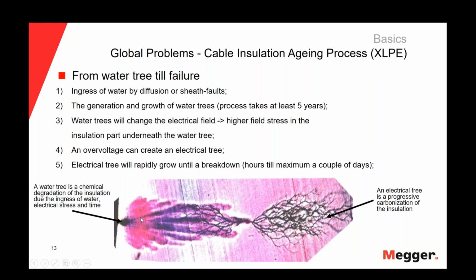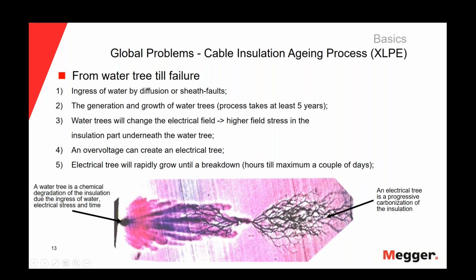And this will be a very, very long process that will take at least 5 years. But once the wire tree reaches its critical size, like at this point, the wire tree will convert into an electrical tree. And an electrical tree is a progressive carbonization of the insulation. What happens is that every time this wire tree is growing, we will have a higher field stress on the other side of the insulation.